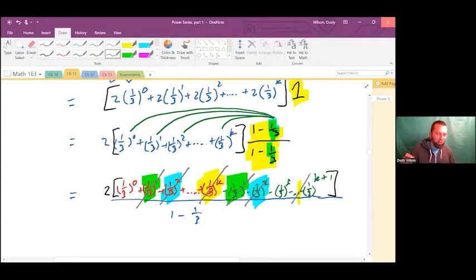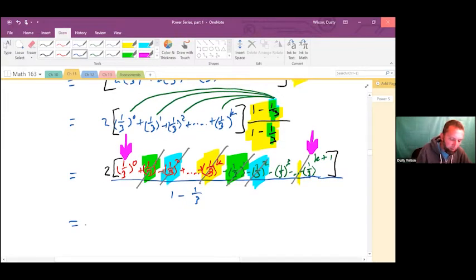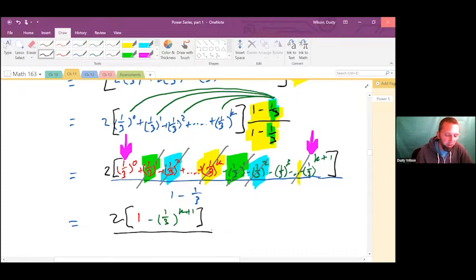And you'll notice the only terms that are left are the very first term here and the very last term here. So the only ones that are left after all of that simplification. And so we're left with 2 times 1/3 to the 0, that would be 1, minus 1/3 to the k plus 1, and all this is divided by 1 minus 1/3. Whoa, a whole bunch of that nastiness went away.